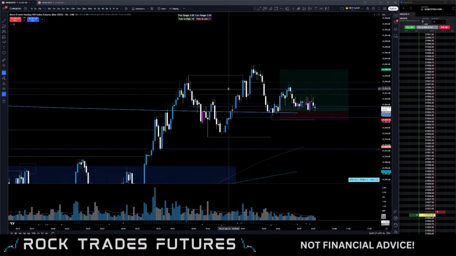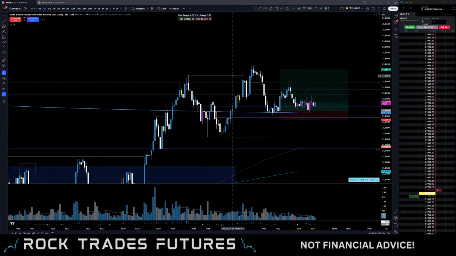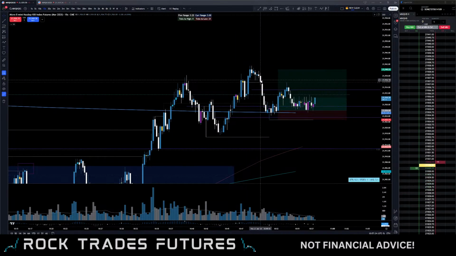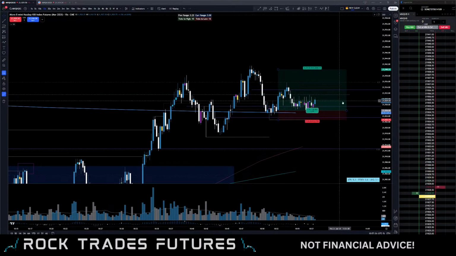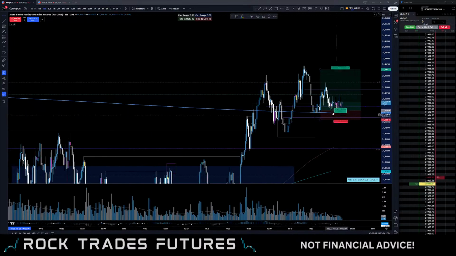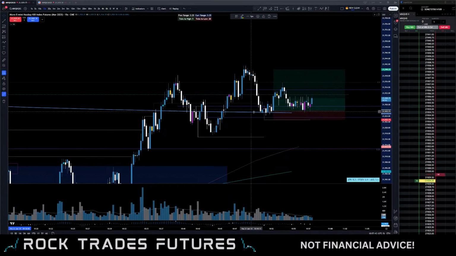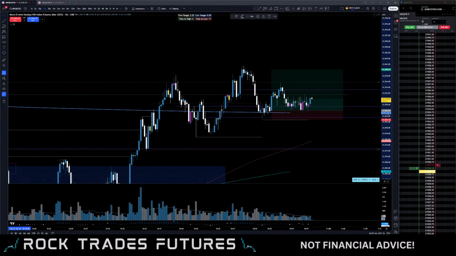Let's clean this up a little. Very interesting stuff here, guys. 200 period is holding. This is the 200 period moving average based on the 5 minute close price.